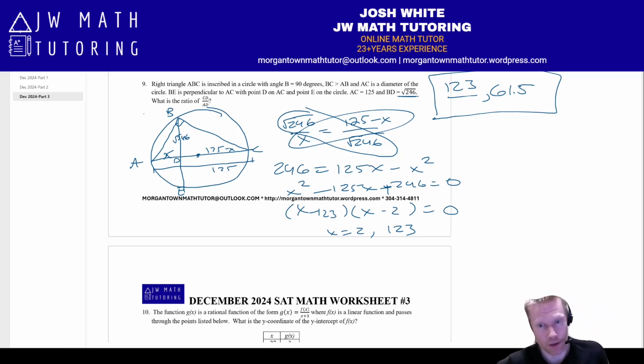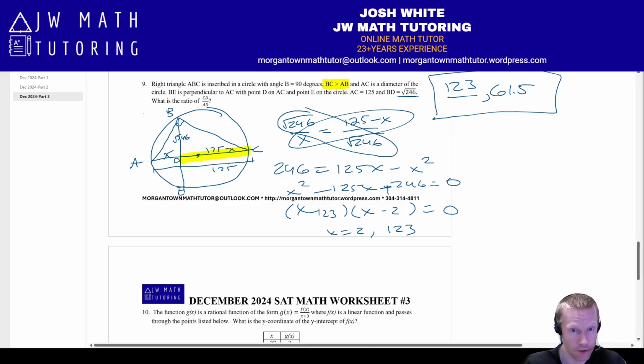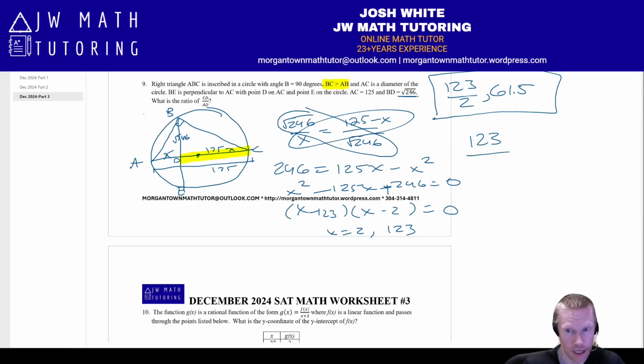So what goes on top, the 123 or the 2? Because of this information right here in the problem, BC, i.e. this side, larger than AB, i.e. this side, that's what makes CD the larger side or the larger value. So that's what confirms that the answer is with the 123 on top and a 2 on the bottom.